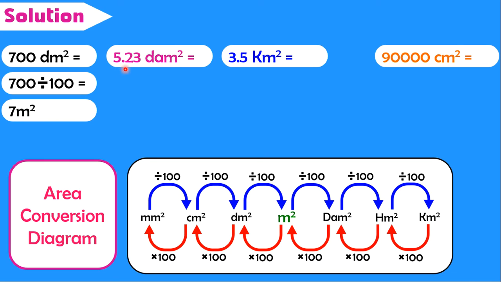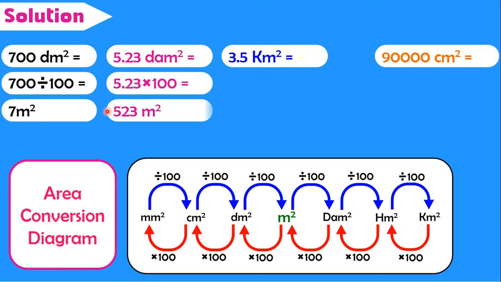Now 5.23 decameter squared. We have to convert from a large unit to a smaller unit. So we have to do multiplication by 100. 5.23 times 100 will give us 523 meters squared.